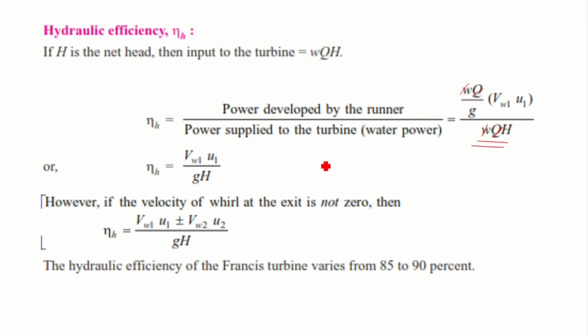If VW2, the velocity of whirl at exit, is not 0, then the hydraulic efficiency equation becomes (VW1 U1 plus or minus VW2 U2) divided by gH. The hydraulic efficiency of the Francis turbine normally ranges between 85 to 90%.